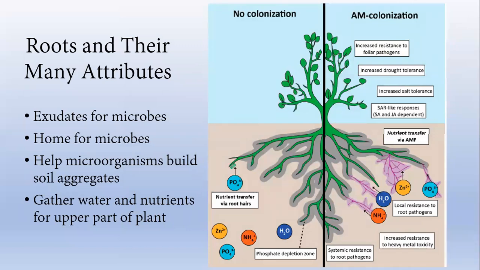Roots create exudates for microbes. Once they've got a symbiotic relationship, they'll feed the microbes. They'll be the home for the microbes. Sometimes microbes invade into the roots mutualistically and get food from the plant, but also gather nutrients and water for the plant. Roots help microorganisms build soil aggregates. We'll discuss soil aggregates in just a bit. But soil aggregates are super important to have, and this is going to be all done by roots. And then just inherently, a root's job is to gather water and nutrients for the upper part of the plant.